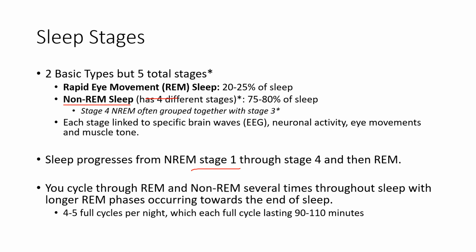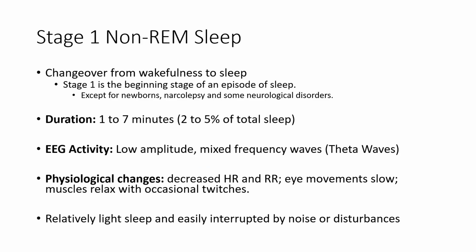It's also characterized by paralysis of very large muscles and twitching of fingers, and it's interesting that we see this happen during these REM cycles. But REM sleep is only found in mammals and in juvenile birds. We don't see this in other species besides mammals. It's interesting. So the first stage that we start in when we lie down is stage 1 NREM. It's a changeover period from wakefulness to sleep. Stage 1 is the beginning of an episode of sleep.